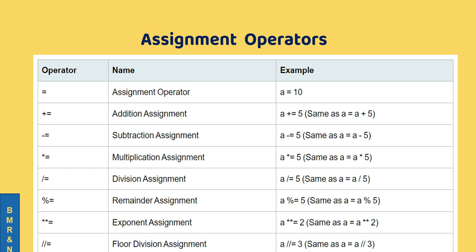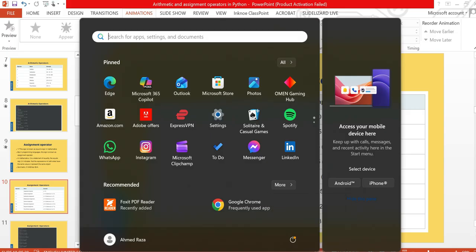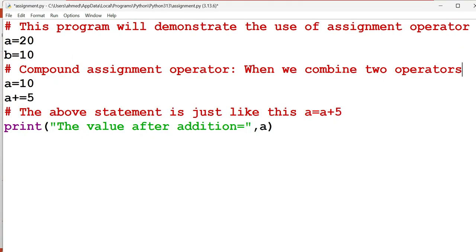Basically, what we are doing here is just combining the sign of that operator with the assignment operator, so this becomes a compound assignment operator. We will see this practically in the IDLE. So we will go back to the IDLE so that we can implement these concepts. We have opened the IDLE already. This program will demonstrate the use of assignment operator.